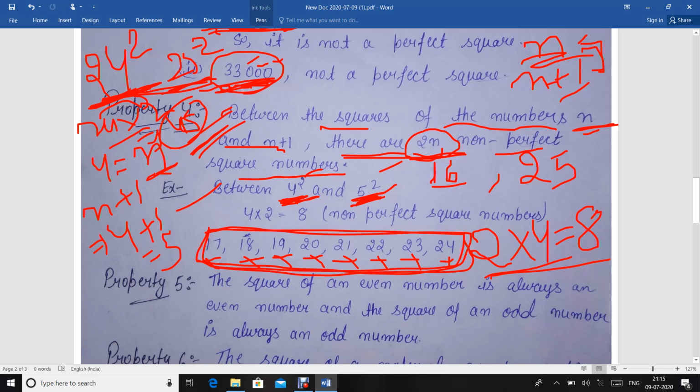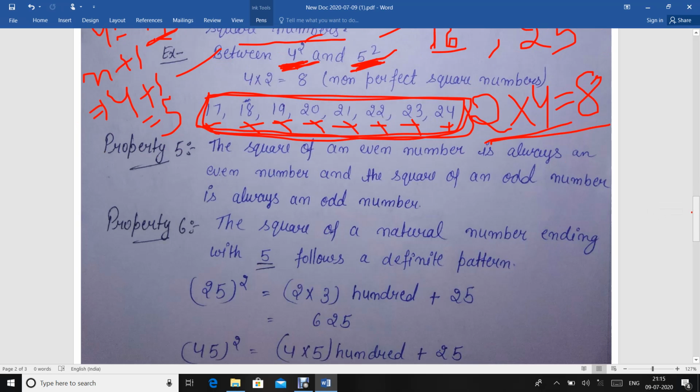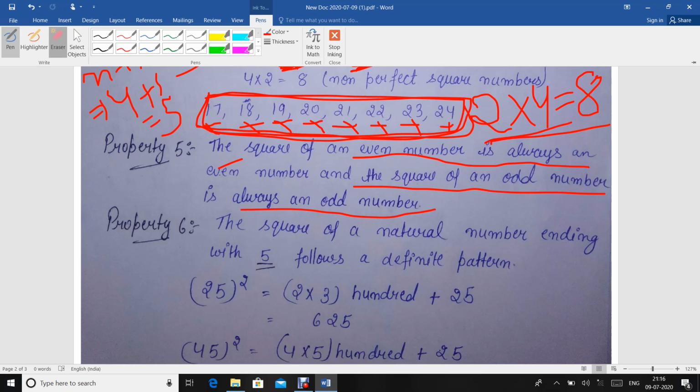This will be beneficial. Let us move towards the next property, property number 5, which says that the square of an even number is always an even number and the square of an odd number is always an odd number. This is the simplest property. It is simply that if you have 2, then you know that the square of 2 is 4.